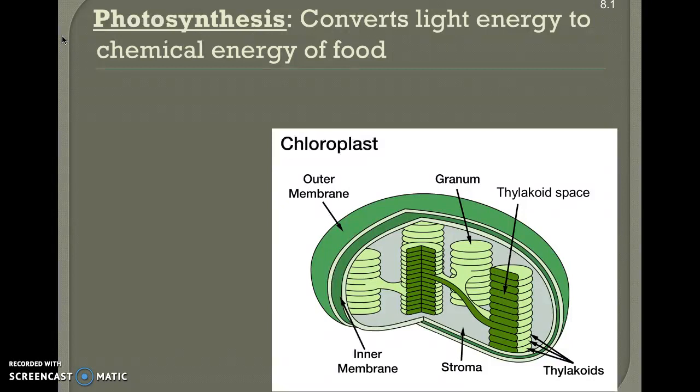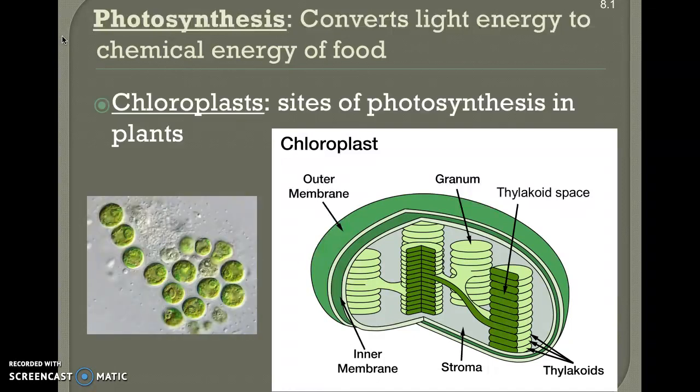Here we have the general definition of what photosynthesis is. It is the process in which light energy is converted to the chemical energy or stored energy of food. Glucose is ultimately made. Now, the site or location in a plant in which this takes place is the chloroplast. We do need to know a little bit about the anatomy of the chloroplast. The chloroplast has a double membrane, outer and inner. The fluid inside the membranes is called the stroma. And then we have these discs.